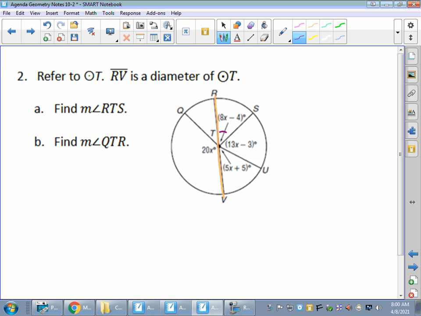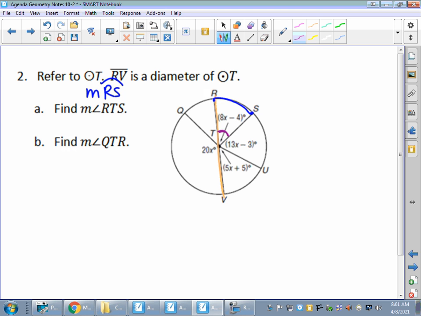So RTS is this guy right here. That's doable. Find the measure of angle QTR is the other one. So let's start with this. Well, let me just say this. I could have also said for number A, find the measure of arc RS. That would be the same question, right? Because RS is the arc to the central angle RTS.